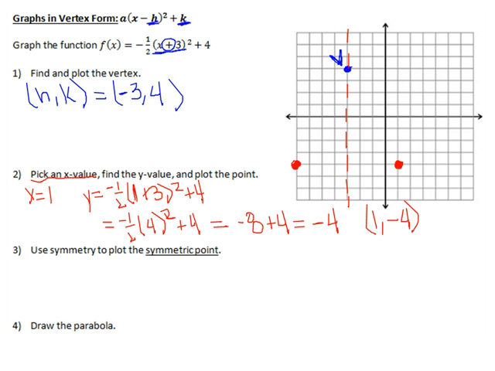So now that we kind of have this guiding direction, we have some points, let's connect them in this U-shaped parabola graph. Hopefully yours looks a little bit smoother than mine, but that's the best I can do right now.